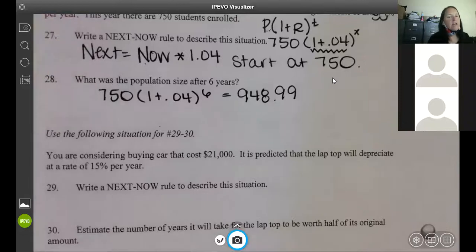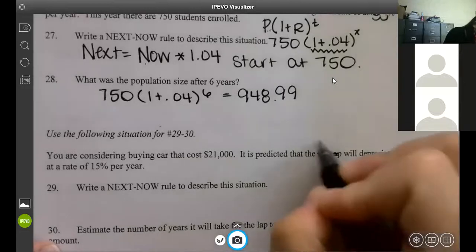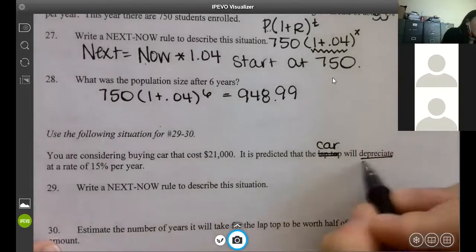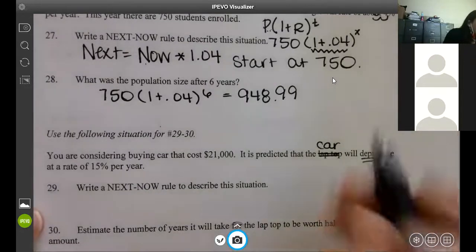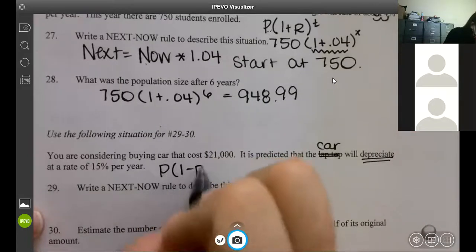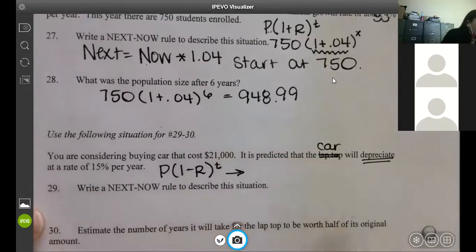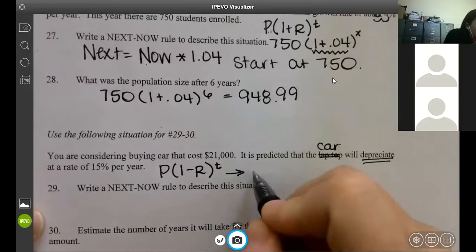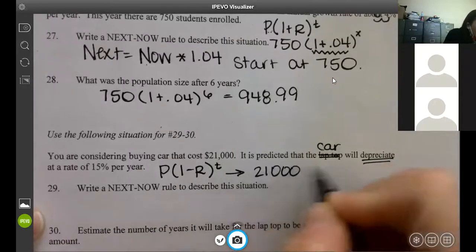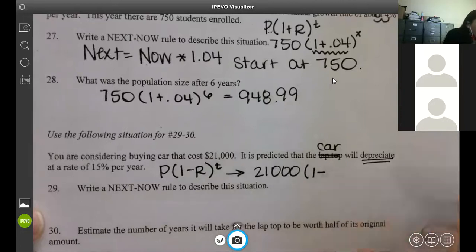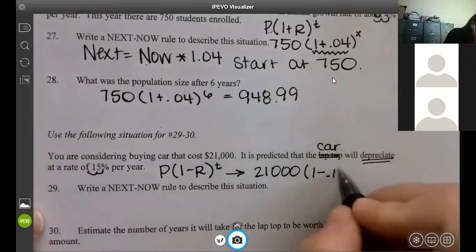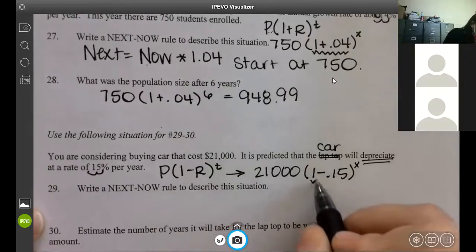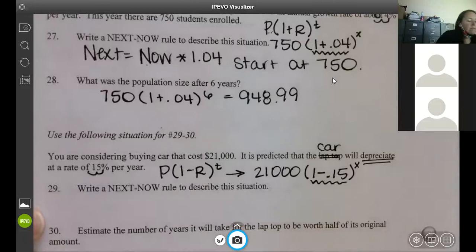You're considering buying a car that costs $21,000. It is predicted that the car will depreciate at a rate of 15% per year. So let's write that. Depreciate means minus. So 1 minus R to the T. What was your initial cost? So we started at 21,000. We did 1 minus, how much is it going to depreciate? Which is 0.15, to the X. Remember, this number is our multiplier. What is 1 minus 0.15?